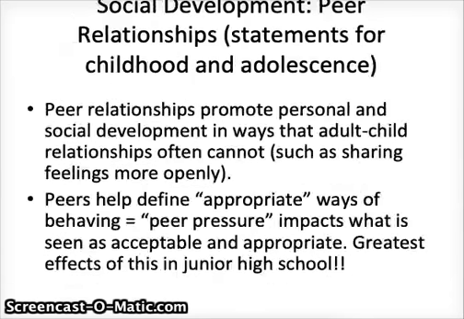Part 2 is now going to focus on social development and peer relationships, basically. And the next few slides give statements related to both childhood and adolescence that have to do with the social development of your students. So first piece is to think about peer relationships.